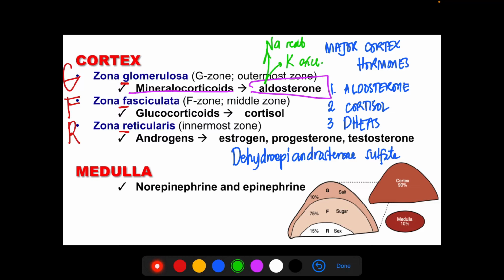Why do you think the zona glomerulosa is the only one that can produce aldosterone? That's because the zona glomerulosa is the only zone that contains aldosterone synthase. This enzyme is necessary for the synthesis of aldosterone.